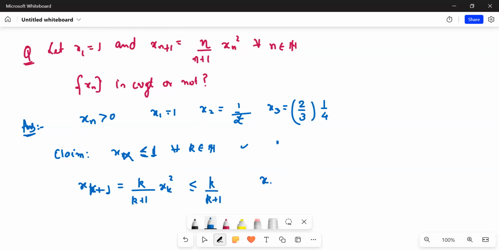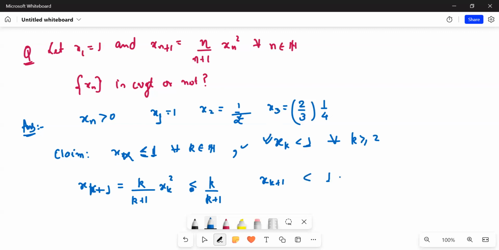And we know from here, in general, xk is less than 1 strictly for all k greater than or equal to 2. At 1 it is equal to 1, but otherwise, for all k greater than or equal to 2, xk is less than 1. So for 1 we already know, it has been given to us. So xk is less than 1 for all k greater than or equal to 2. Now here, if I write, this will be this way.